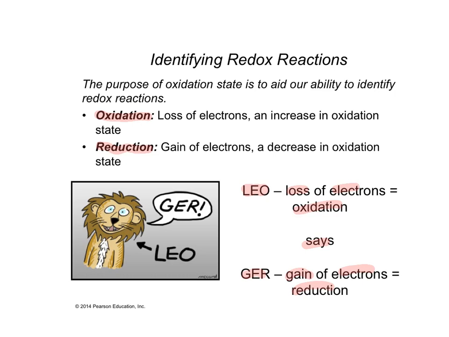Okay, so things that lose electrons in a chemical reaction are going to be oxidized. Things that gain electrons in a chemical reaction are going to be reduced. And again, how does this apply to oxidation states? Well, oxidation is going to represent itself as an increase in the oxidation state of something, whereas reduction is going to represent itself as a decrease in the oxidation state of something. All right, so what do we mean by that? How are we going to apply it?